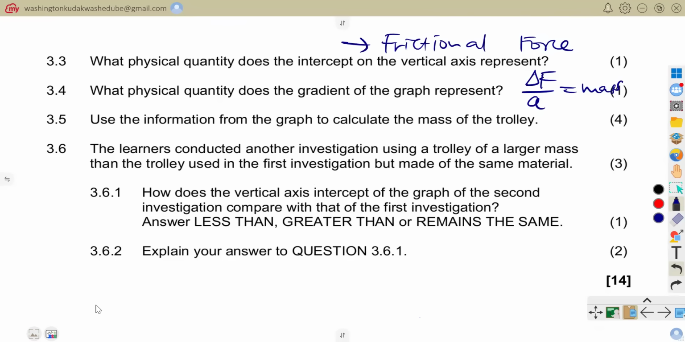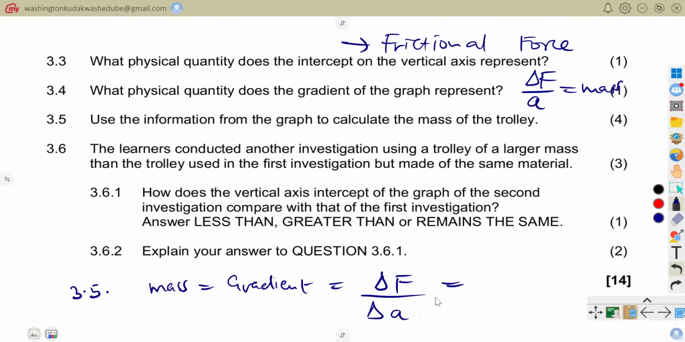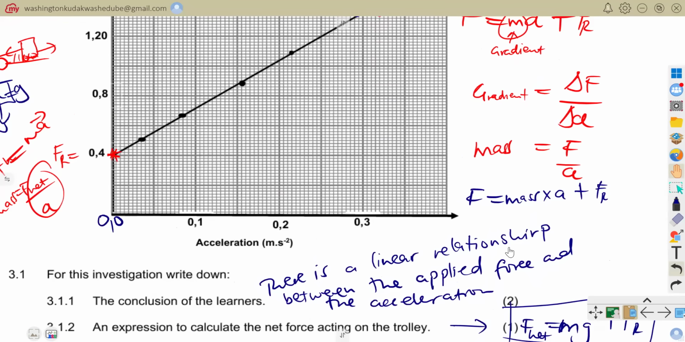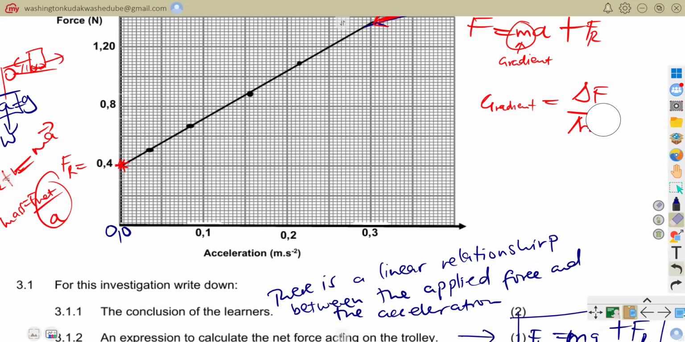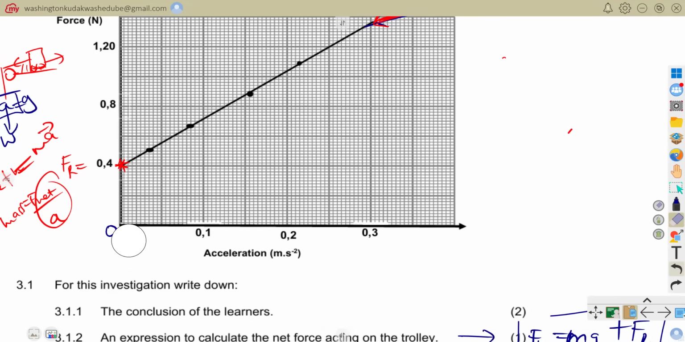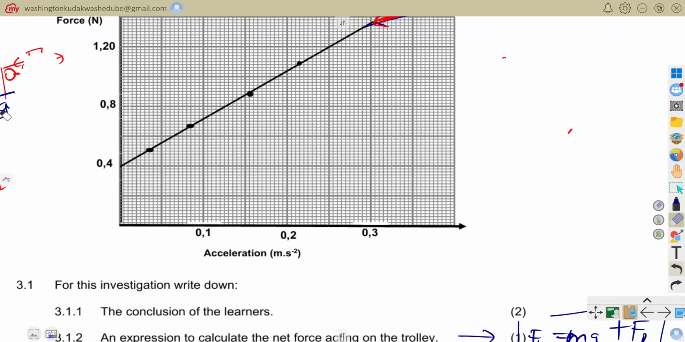So the information from the graph, I would say 3.5 here, would be to say my mass is equal to the gradient of the graph. And what is the gradient? Change in F over change in acceleration. I'll pick 2 points from my graph. So allow me to wrap these things so that I can pick 2 points there. And you can actually get to see the 2 points.